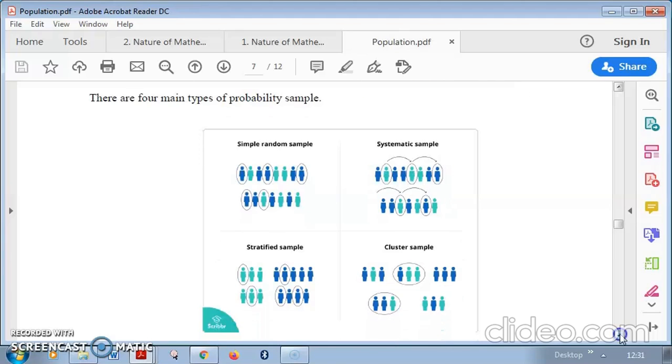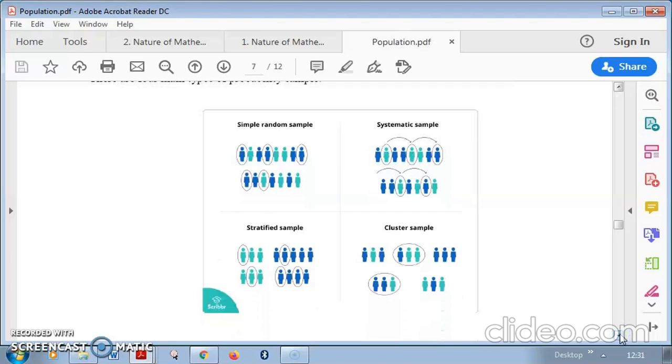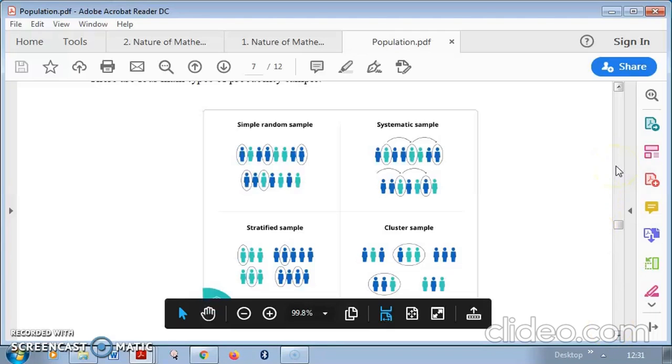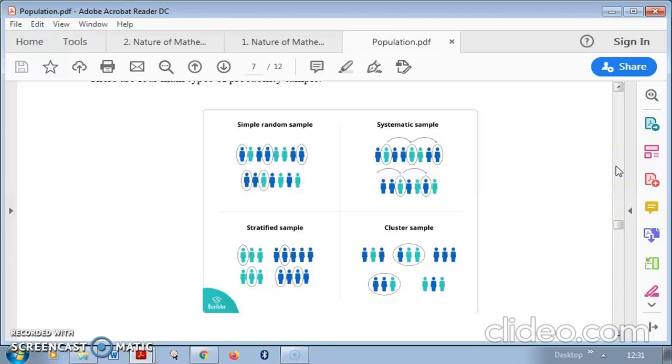One is the random sample method, that is simple random sampling. These are the 4 main methods. What is the first one? Simple random sampling. Next is systematic sampling. Next is the stratified sample. Next is a cluster sample. Each one we'll discuss separately.